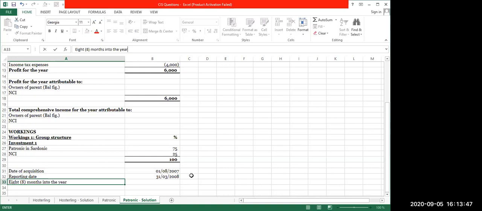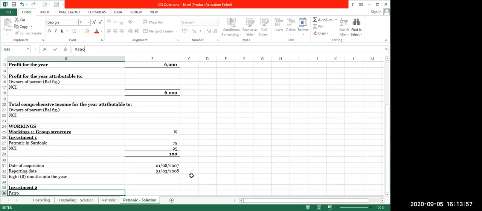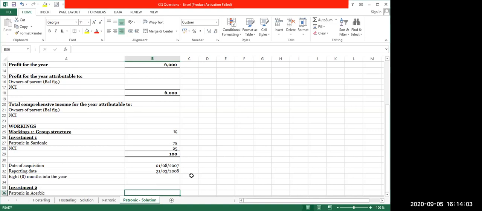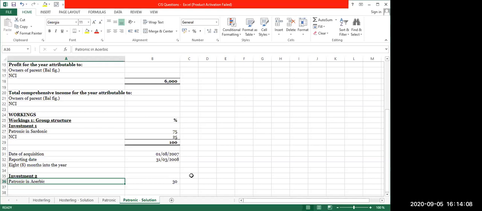We have to be very, very careful. We move to investment two. Patronic in Acerbic. That one, they give us clearly that it is 30%. So this is an associate. It's clearly an associate. It falls within our 20% to 49% range.